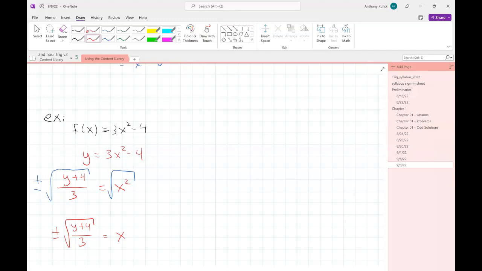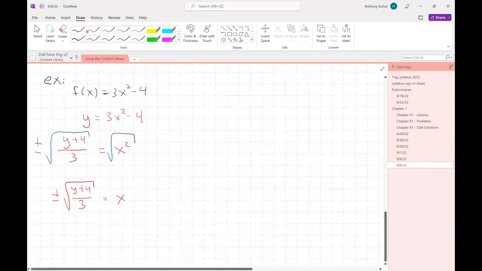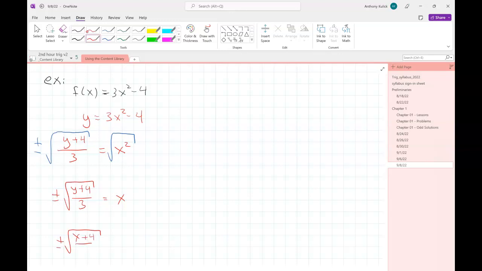Everybody's cool with what we have here? Then we swap our x's and y's. That's the third step. And then rewrite this with, instead of a y equals, we'll use that inverse notation.